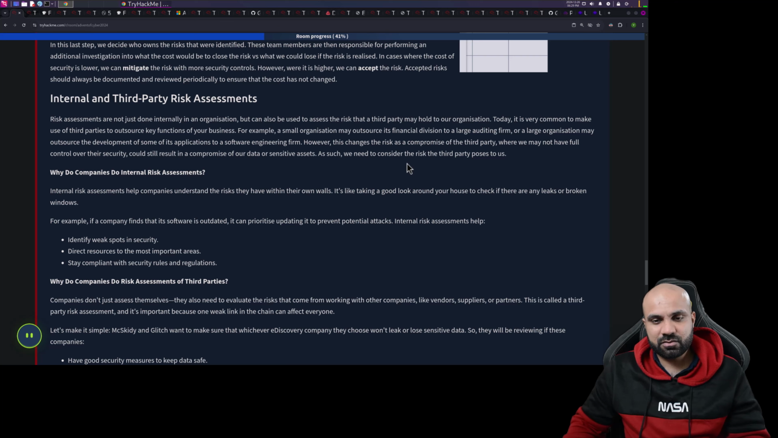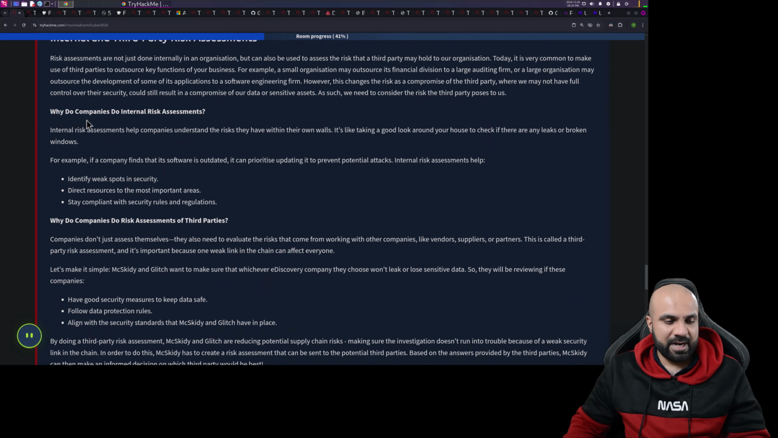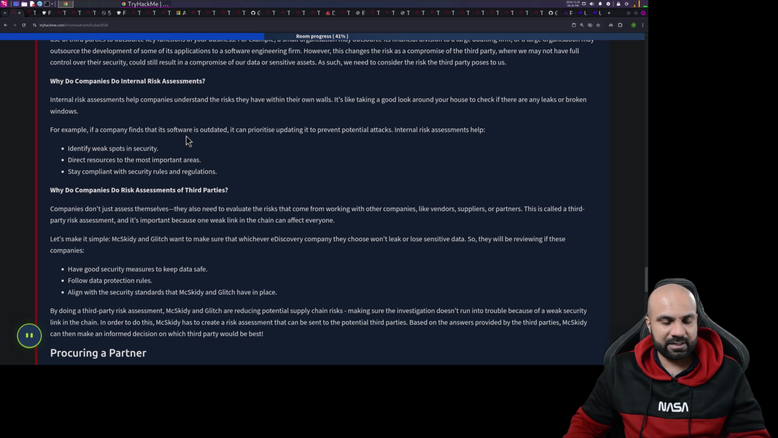As such, we need to consider the risk the third party poses to us. Okay. Why do companies do internal risk assessment? The internal risk assessment helps companies understand the risk they have within their own walls. It's like taking a good look around your house to check if there are any leaks or broken windows from within the house. For example, if the company finds that its software is outdated, it can prioritize updating it to prevent potential attacks. Internal risk assessment helps identify weak spots in the security, direct resources to the most important areas, and stay compliant with security rules and regulations.